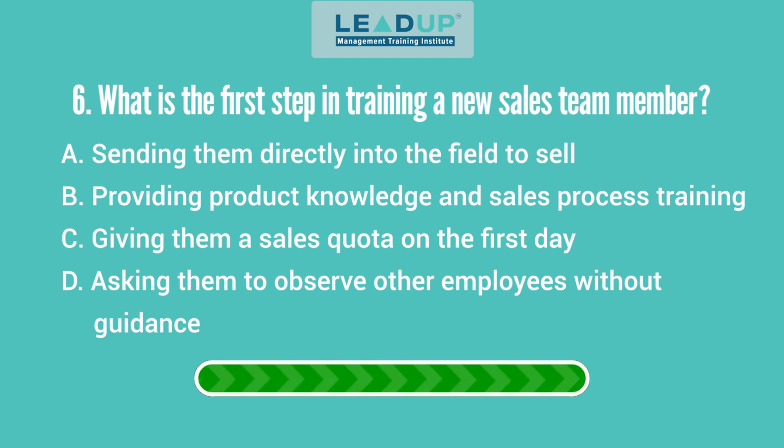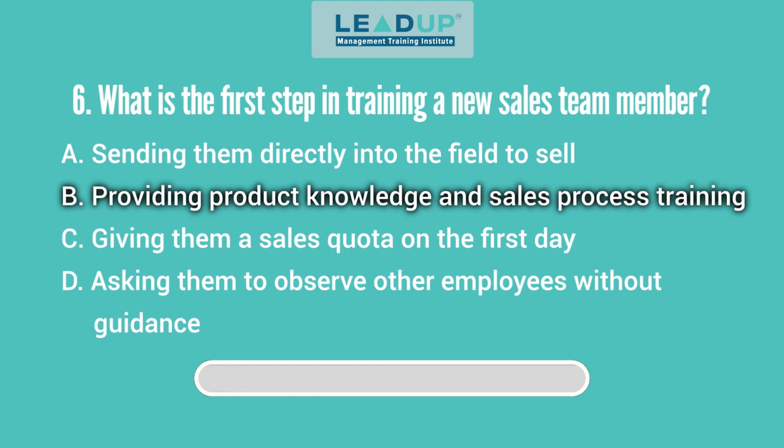Question 6. What is the first step in training a new sales team member? A. Sending them directly into the field to sell. B. Providing product knowledge and sales process training. C. Giving them a sales quota on the first day. And D. Asking them to observe other employees without guidance. Answer: providing product knowledge and sales process training.